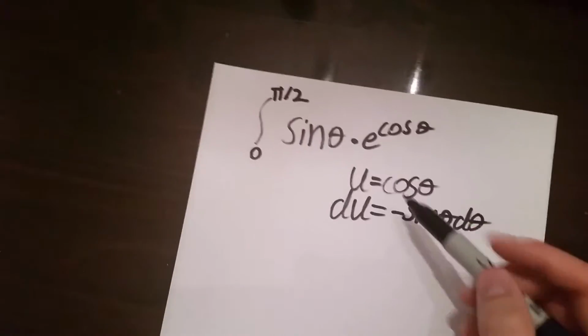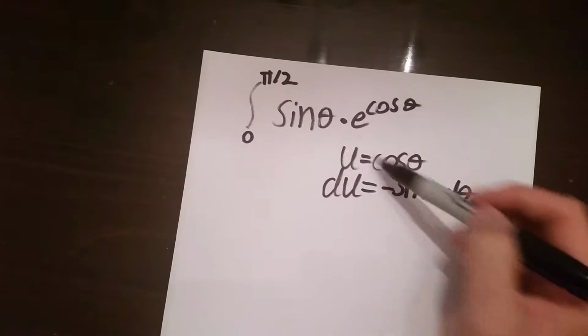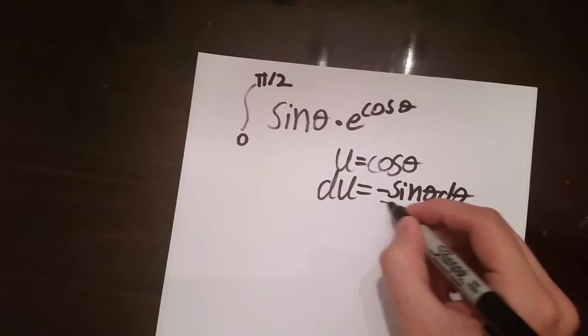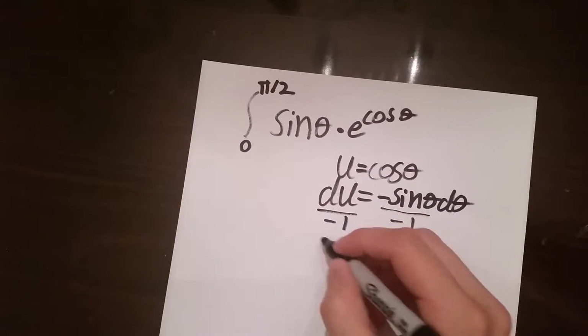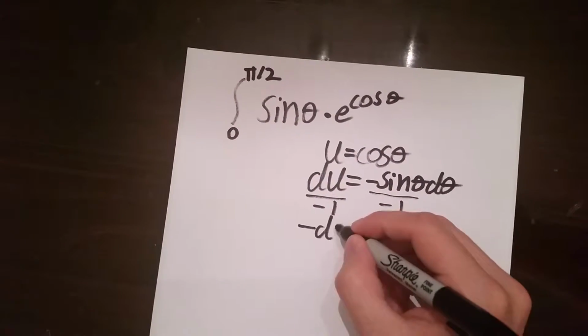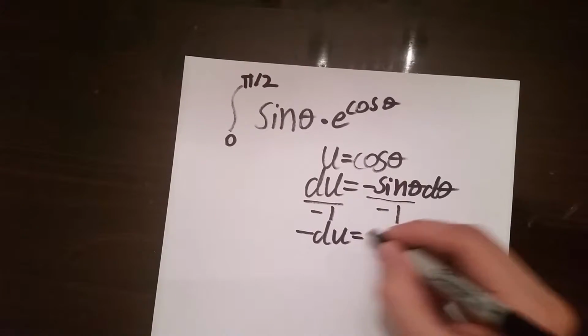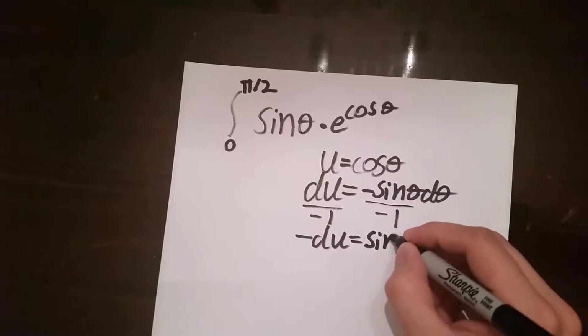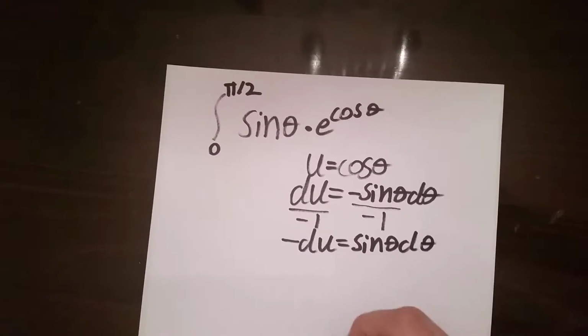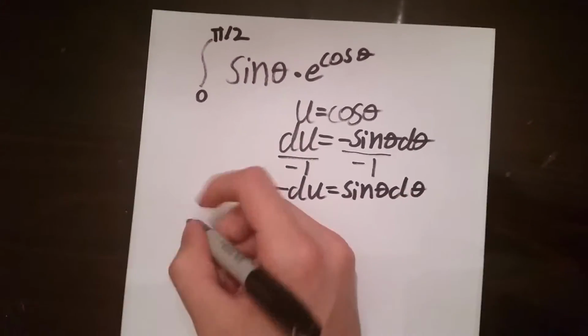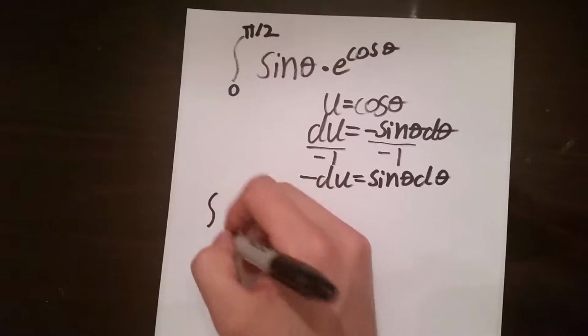Then we look back at the original equation, and we see these two are not the same, so what we can do is divide by negative 1 on the other side, and we have negative du equal to sine theta d theta. So let's write our integral again.